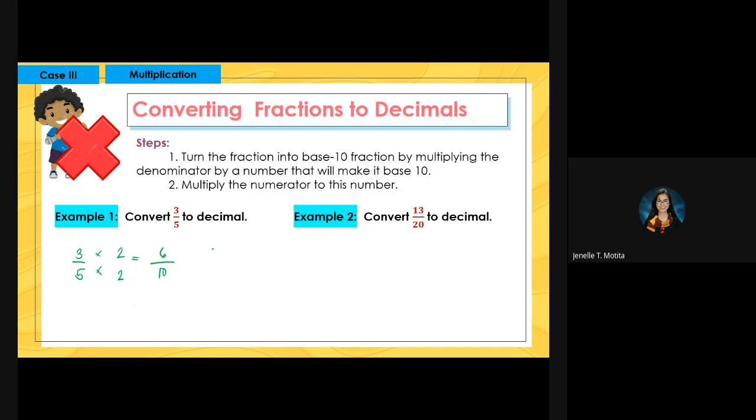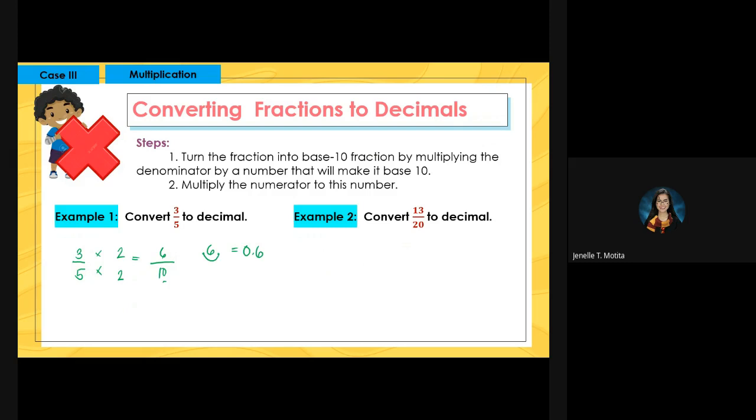It's much easier for you to convert this fraction into a decimal. Let's have 6 here, and you only have one 0, therefore you will just move your decimal place once. So you will have 0.6. Same answer as our previous way of converting a fraction to a decimal.